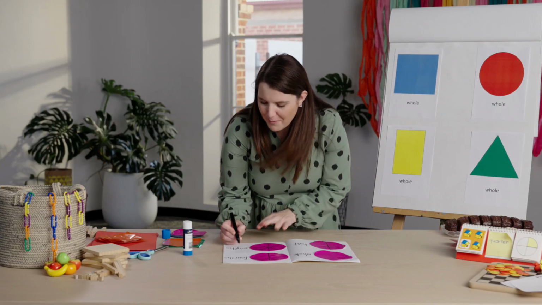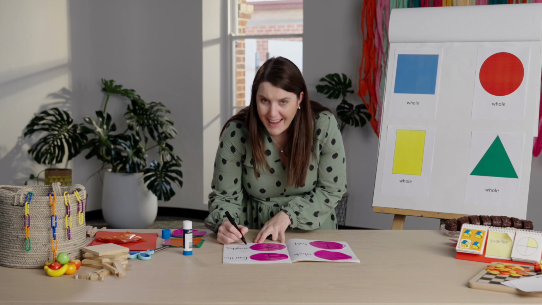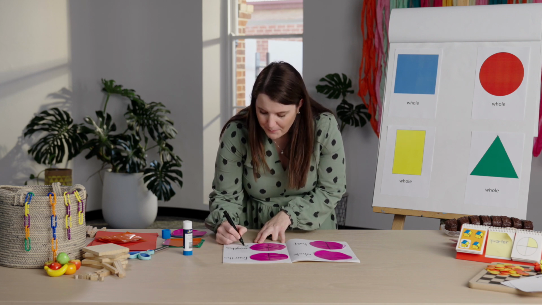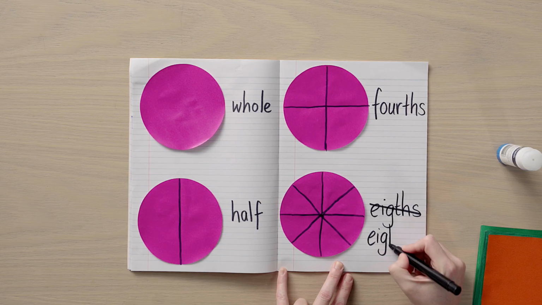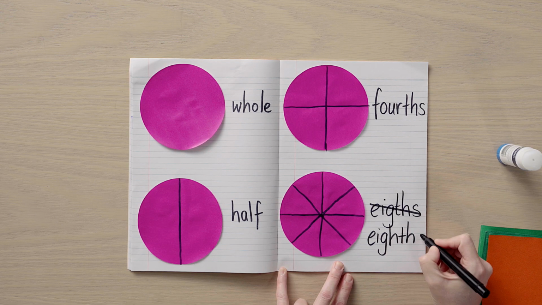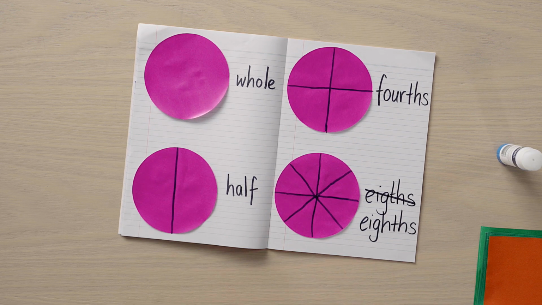Whoops, I've made a mistake with that one. 8ths is a bit of a tricky word to spell. Let's try that again. 2 H's. 8ths.